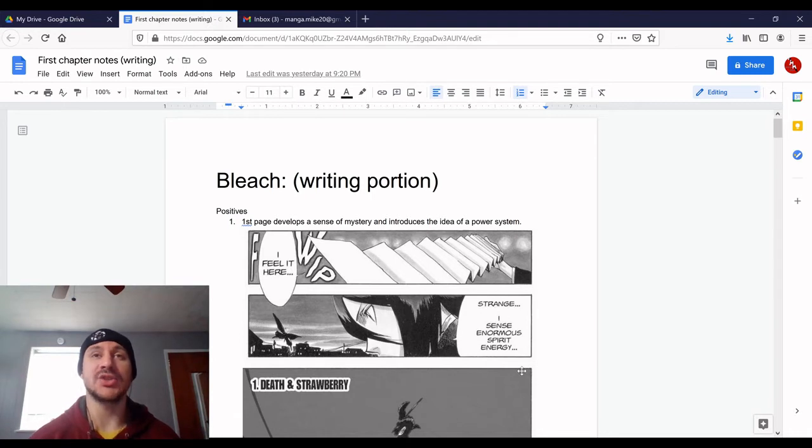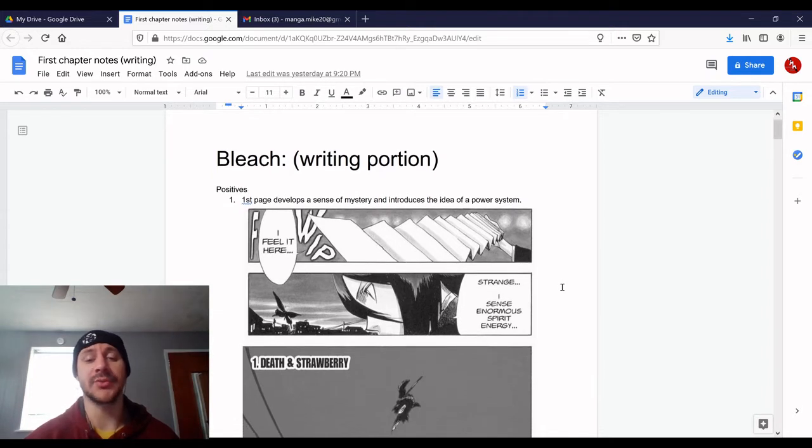And I'm taking two first chapters that I really enjoy, which is the first chapter of Bleach and the first chapter of Full Metal Alchemist. And I'm going to show you how I kind of analyze these first chapters and how I am going to implement those things within my own manga. So let's get started. We're going to look at Bleach's writing portion first.